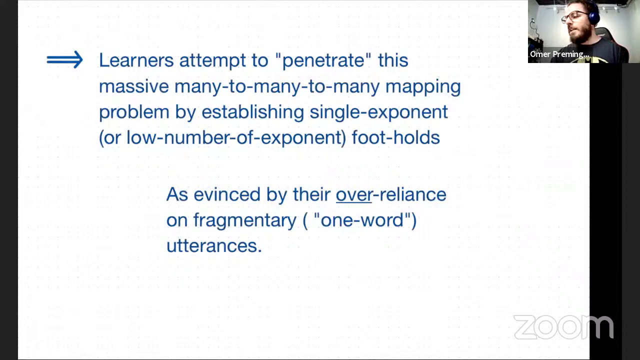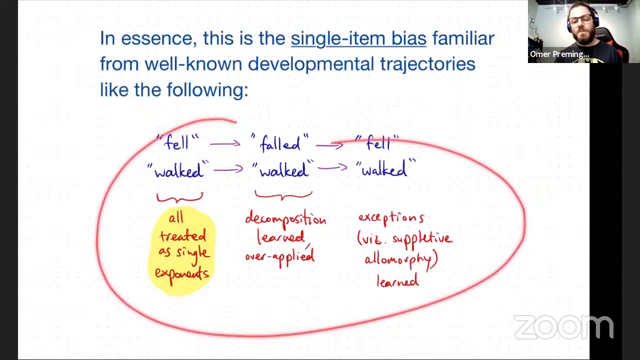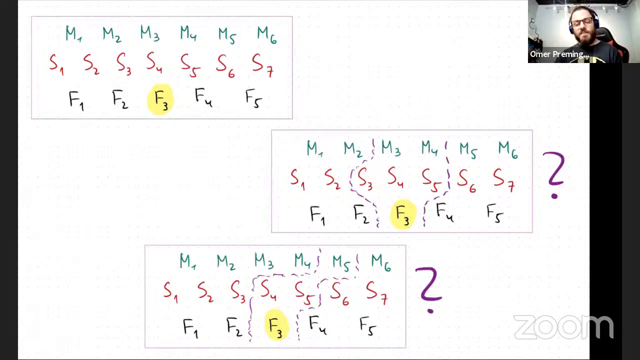There's a relation here, that I won't belabor too much, to the single item bias familiar from developmental trajectories, such as the so-called U-shaped trajectory, where you start from treating everything as monomorphemic, so to speak. And so you are accurate on fell, just like you're accurate on walked, say, and then you learn the rule and over-apply it, and then you learn the exception to the rule. The relationship between this and what we've been talking about is that the system is initially very tuned towards the idea that every unit you hear is unitary at multiple levels of representation, because that's the only way to penetrate, so to speak, in the learning sense, this otherwise system with massive amounts of degrees of freedom.